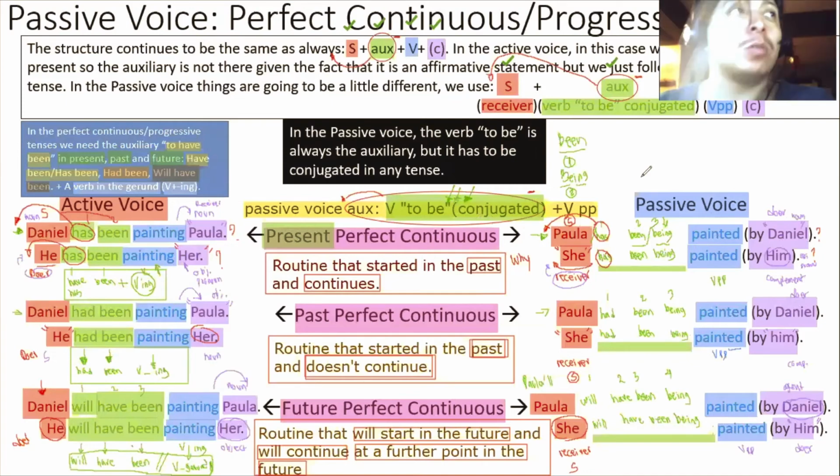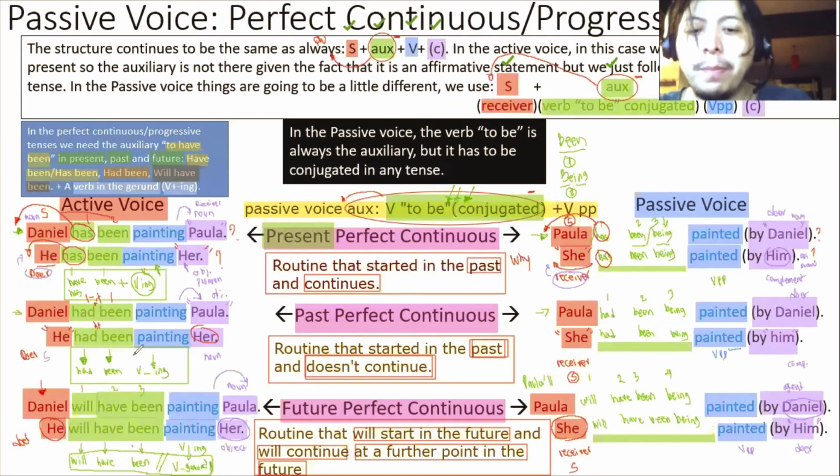Así hacemos preguntas de información, con un question word antes. ¿Cómo le hacemos en el pasado perfecto? En el pasado perfecto, en la voz activa, tenemos otra vez dos partes. El negativo se lo lleva la primera, entonces sería hadn't. Daniel hadn't been painting Paula. Daniel no había estado pintando a Paula. He hadn't been painting her. Él no la había estado pintando a ella.